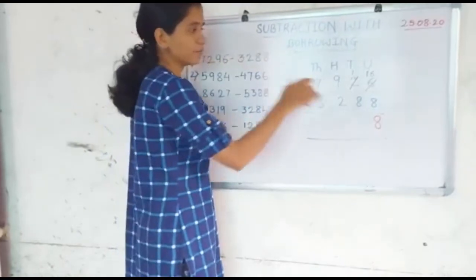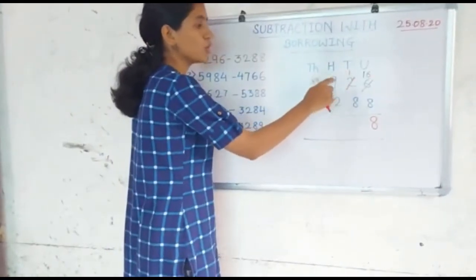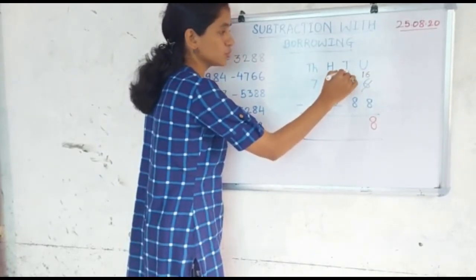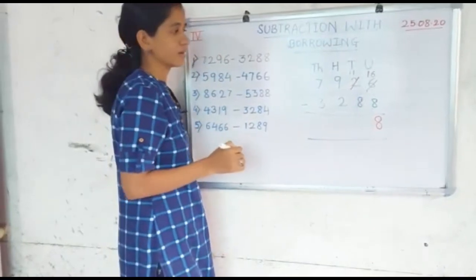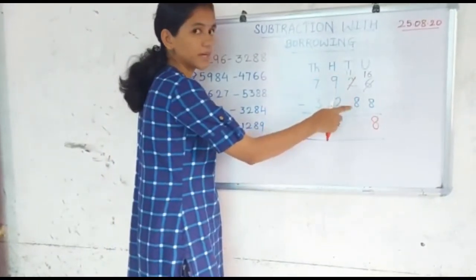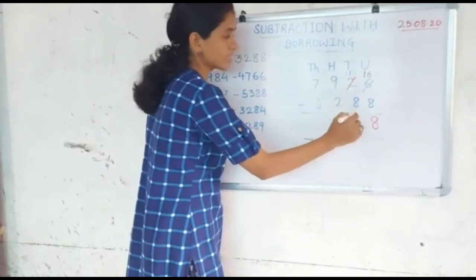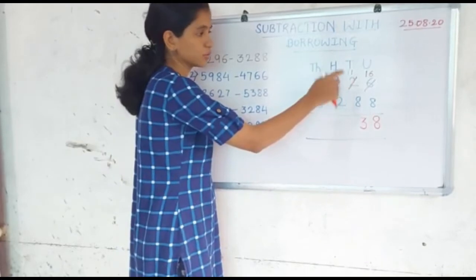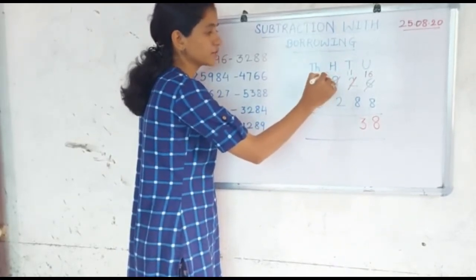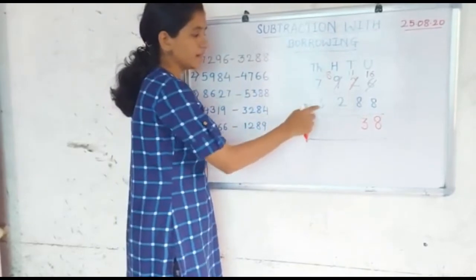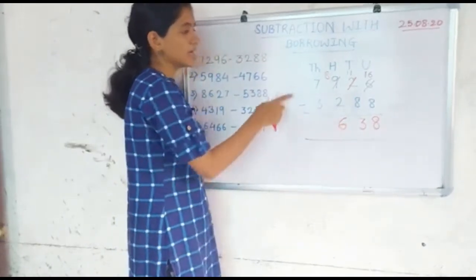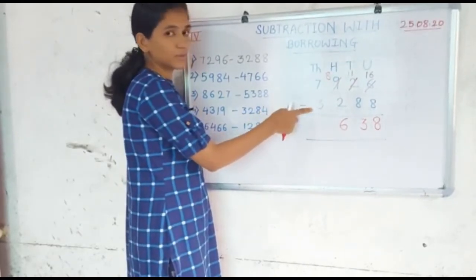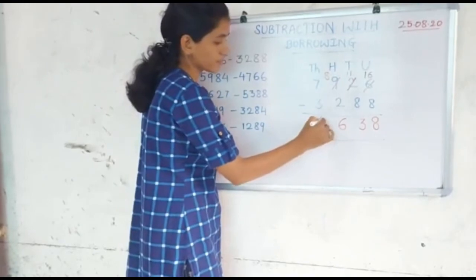So what will 1 do? He will borrow one number from 9. So 9 will give one number to 2, so it will become 11. Now from 11 you have to subtract 8. So 11 minus 8 is 3. So 9 gave one number to 2, so here 9 will reduce to 8. Now 8 minus 2, 6. 7, from 7 you can easily subtract 3. So from 7 you have to subtract 3. So the answer will be 4.